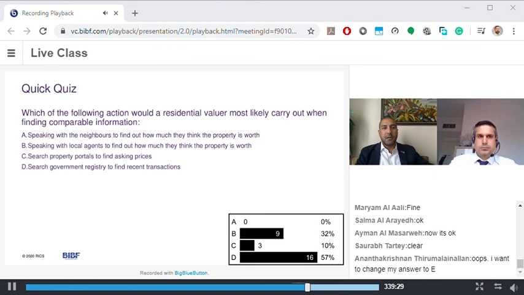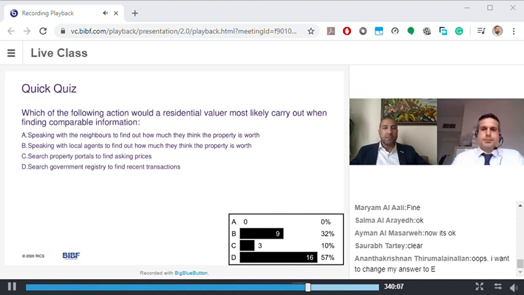All right. So I guess, again, the majority of the people got that one right. I think, again, we're looking at the most appropriate answer. So if you're speaking with the neighbors, they probably have a vested interest for their property to be valued higher than it actually is, right? Or if you come across a neighbor who wants to buy that property, they're very likely to give you a wrong, lower answer, right? Speaking with local agents to find how much they think the property is worth is definitely a good answer.